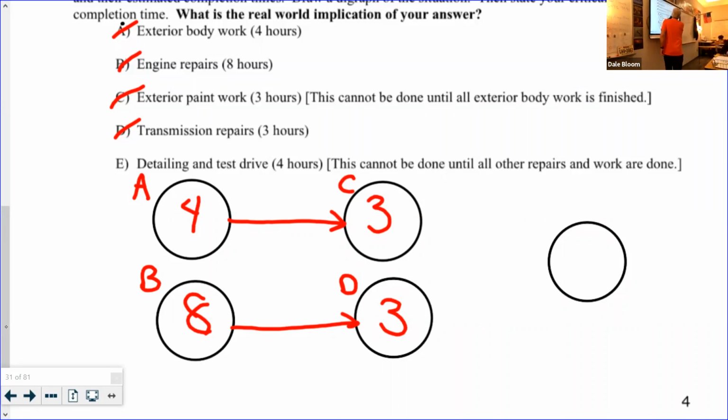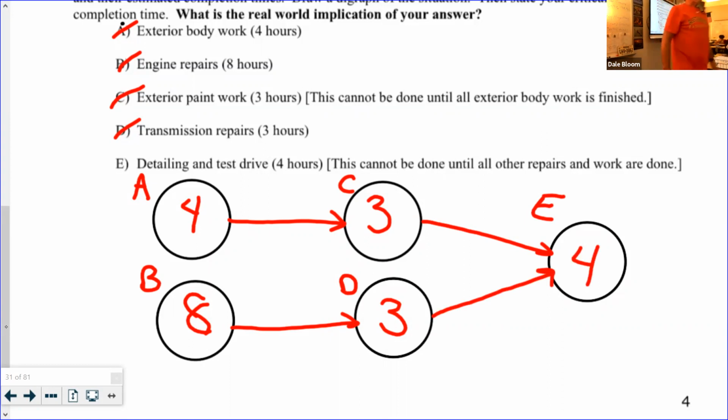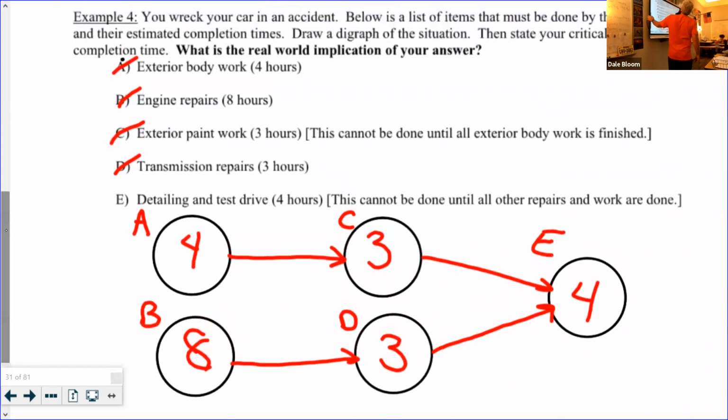Guys, detailing and test driving is dependent on the paint work being done. And you know what? You can't drive the car until the engine and transmission are in the car and fixed, right? So they're both dependent on those two lines. Okay, that's your diagram. So now tell me which of these is your critical path. There's the diagram. How many paths are there through the graph?